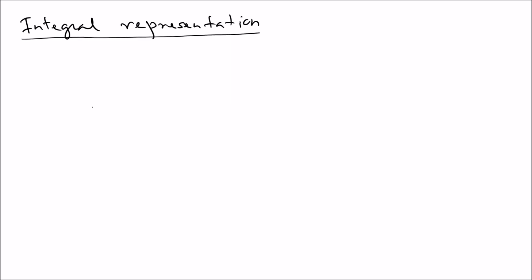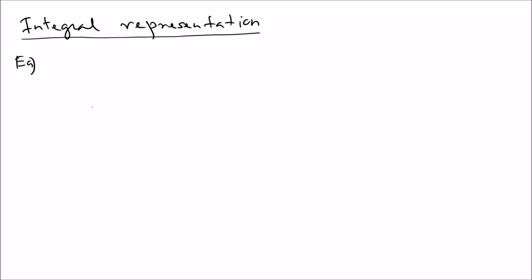What we're going to do is the interpretation of the integral. When you have a Riemann sum, you can express this as an integral. So, integral representation. Let's do a problem.